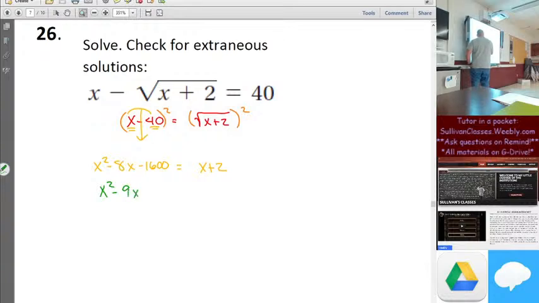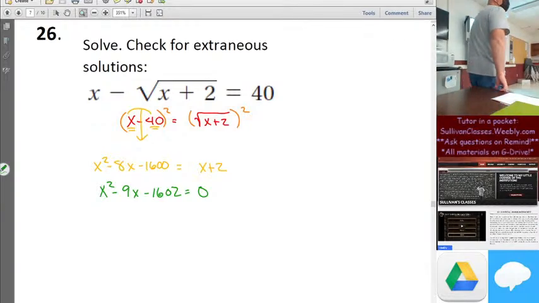Minus 9x minus 1602. I'm betting that's factorable, but I do not know factors of 1602 off the top of my head.